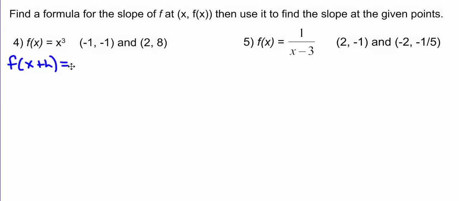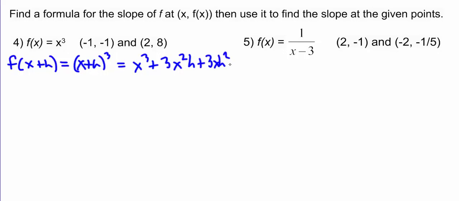So f of x plus h is what I want to find because I'm going to be finding, again, the general derivative, which comes from that difference quotient. So we're going to have x plus h quantity cubed, which we know would be x to the third plus 3x squared h plus 3xh squared plus h to the third. These numbers come from Pascal's triangle, right? So 1, 3, 3, 1. And so here we go. That's f of x plus h. This is f of x.